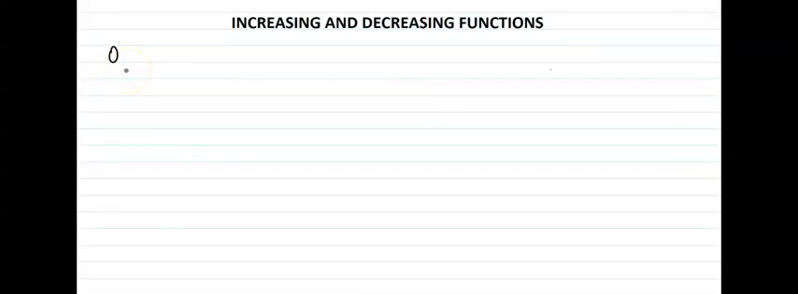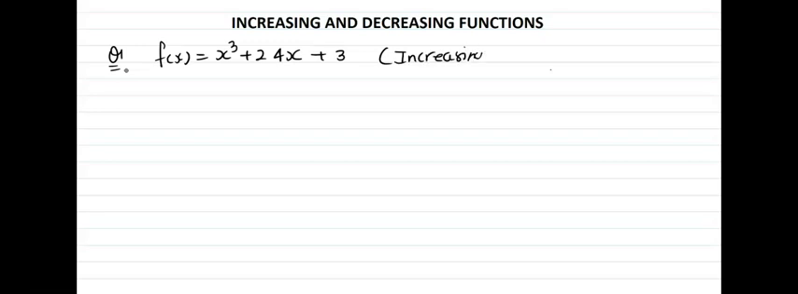So first question, it is given here, f(x) = x^3 + 24x + 3. It is already said to be an increasing function, so you need not check. Then you need to find the values of x for which this function is increasing. It is already given, so you need not check whether the function is increasing or not. They themselves are saying the function is increasing, and you need to find for which values of x the function is increasing.